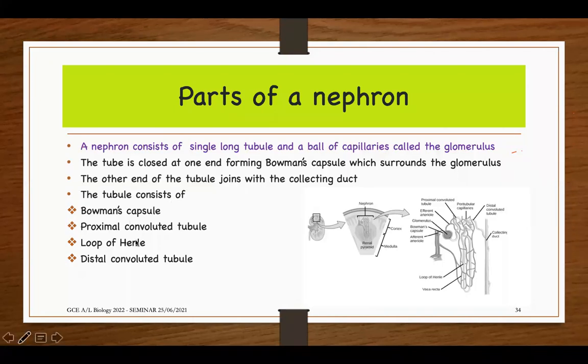Then the tubule has Bowman's capsule, PCT, loop of Henle, and the DCT or distal convoluted tubule. So the nephron has a long single tube and a ball of capillaries. This long single tube has 2 ends. One is closed, surrounding the glomerulus as the Bowman's capsule, and the other joins with the collecting duct. This tubule has 4 parts: Bowman's capsule, PCT, loop of Henle, and the distal convoluted tubule.